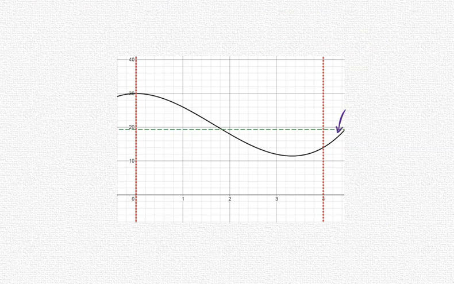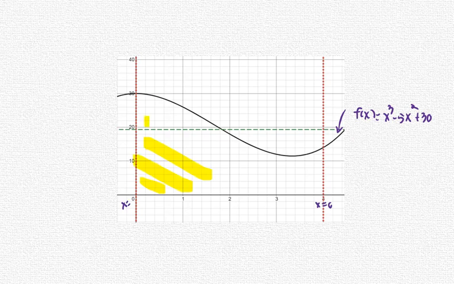This is the curve of the function f of x equals x to the third minus 5x to the second plus 30, and it's bounded. We find the area between 0 and 4. So this is x equals 0, this is x equals 4. The area between the curve and the x-axis from x equals 0 to x equals 4 is represented as the shaded area in yellow.